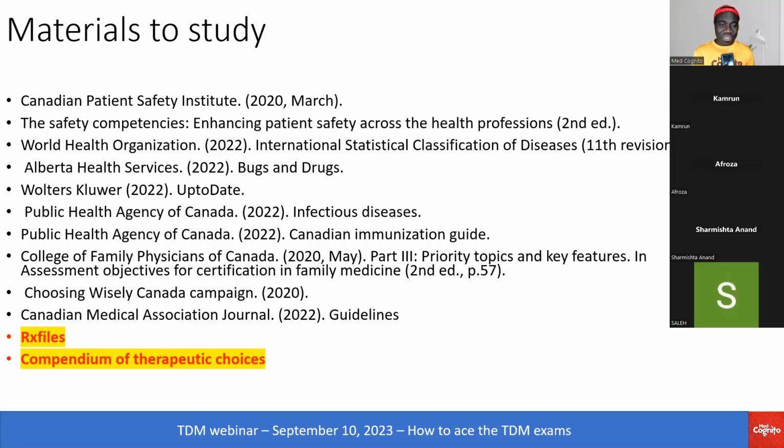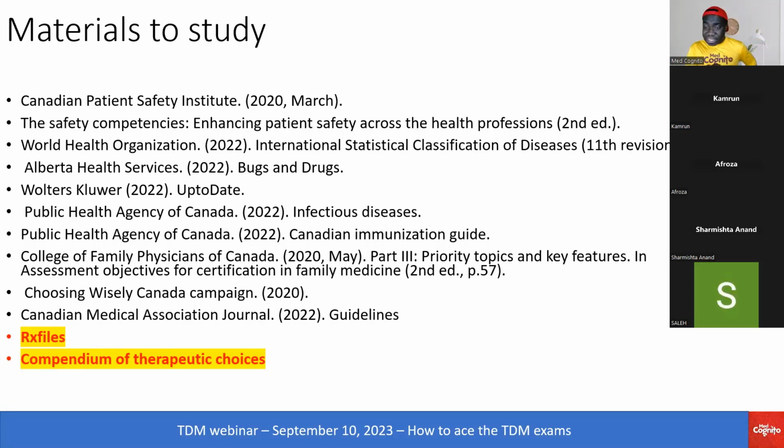UpToDate is what we use. And then the Public Health Agency of Canada and the Canadian Immunization Guide. Why are we talking about the immunization guide? Because one of the four pillars of the exam is health prevention and health promotion, if you remember. So immunization, very important. Then we also have the College of Family Physicians of Canada priority topics and key features, okay?